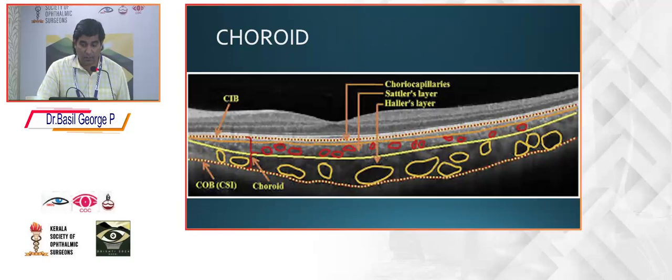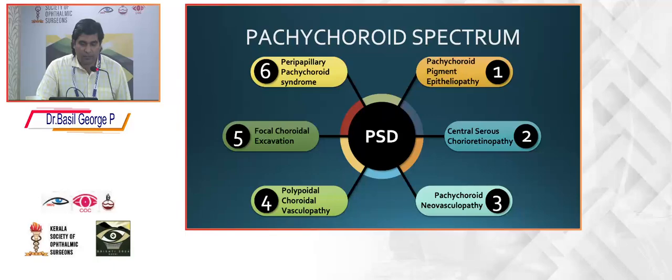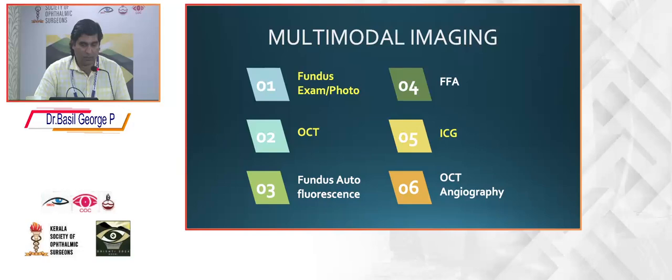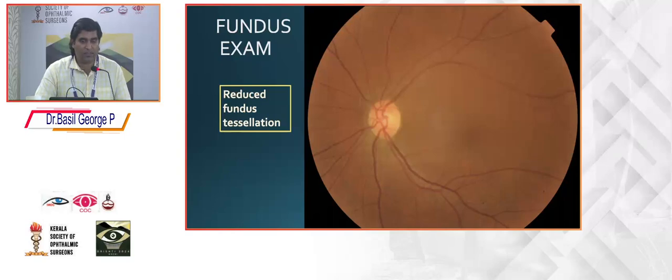Now, coming on to the pachychoroid spectrum, it includes pachychoroid pigment epitheliopathy, central serous chorioretinopathy, pachychoroid neovasculopathy, polypoidal choroidal vasculopathy, and two new entities, the focal choroidal excavation and the peripapillary pachychoroid syndrome. The imaging modalities include fundus examination, OCT, and ICG. This is a fundus examination in which it shows reduced fundus tessellations overlying the areas of choroidal thickening.